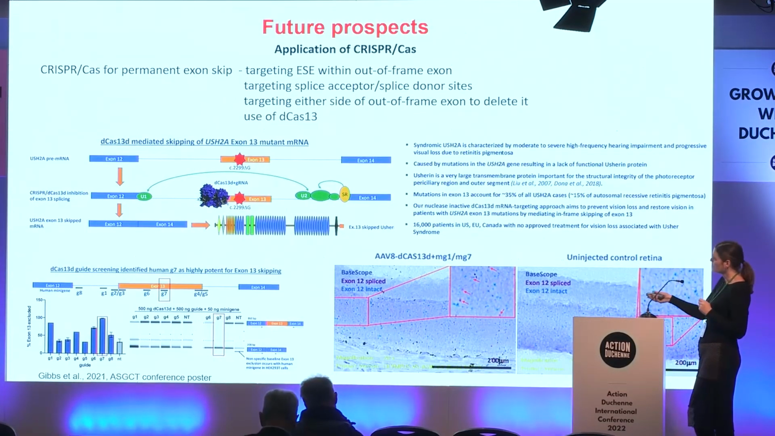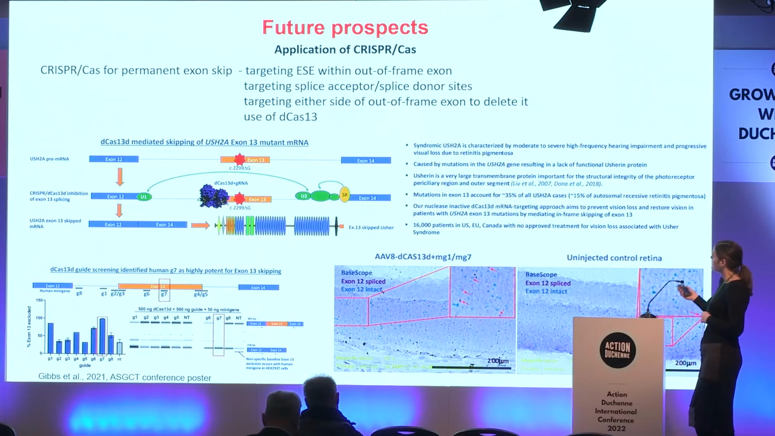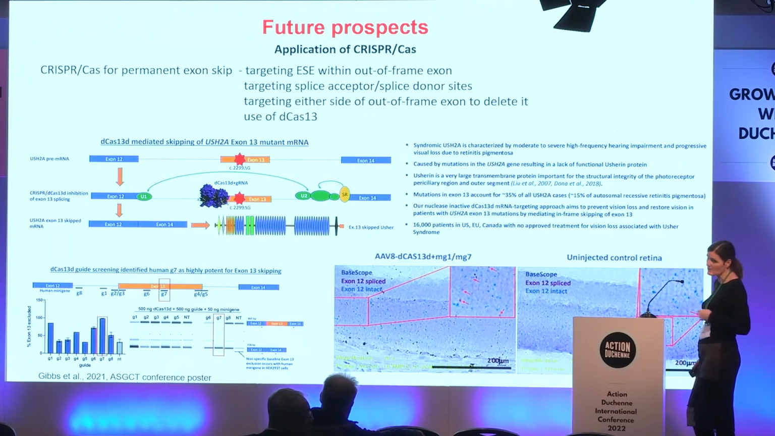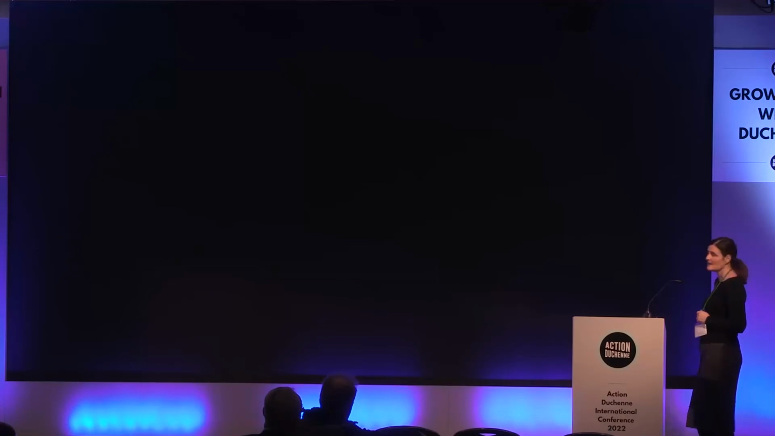So I found this paper. It was a poster presented at a scientific conference last year, where they're, again, working on a different disease called Usher syndrome, where there's mutations in exon 13, which they block with this dead Cas13, and they show that in vivo it works very well. So I think that would be a really exciting new prospect for Duchenne. But again, it will be mutation specific and would need development. And that's me.